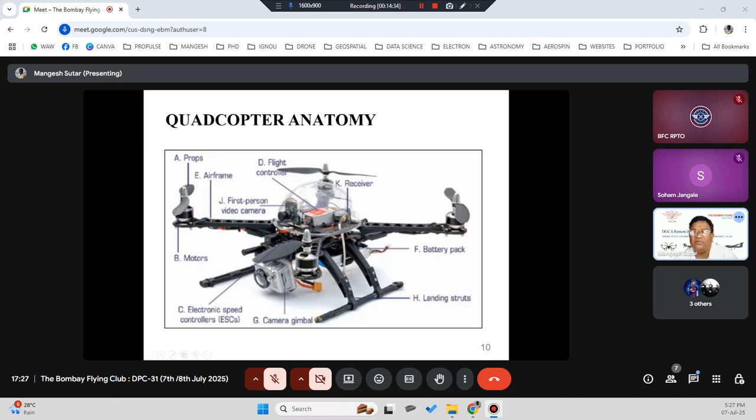That ESC will be a circuit. Then you can have a payload like a camera with a gimbal, and FPV for seeing where your drone is flying. And then the power pack, which we call a battery pack. You can have batteries of different sizes: 5,000 mAh, 10,000 mAh, 20,000 mAh, 30,000 mAh, depending upon the way you design the drone. So this is all about the inside parts. We will see these components practically when we go to Igatpuri.